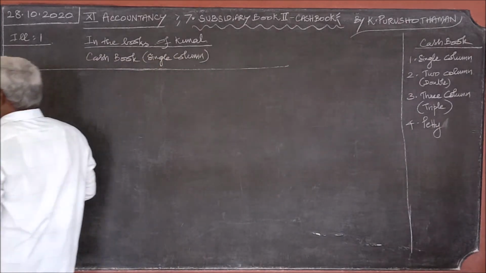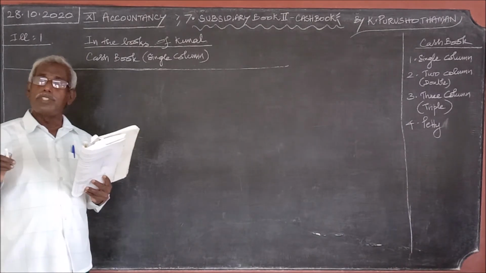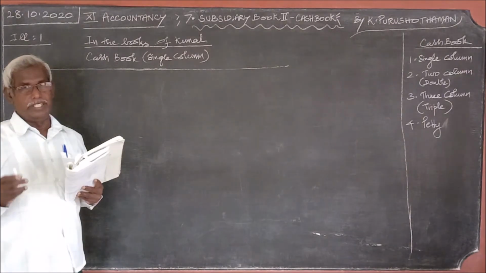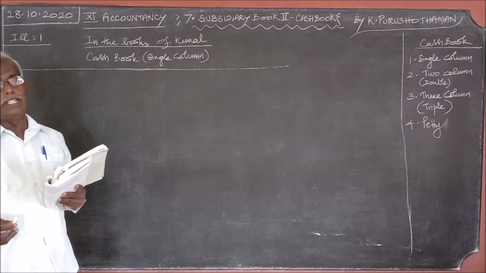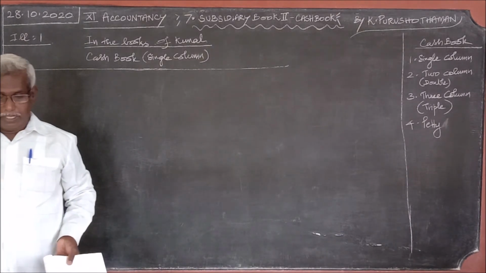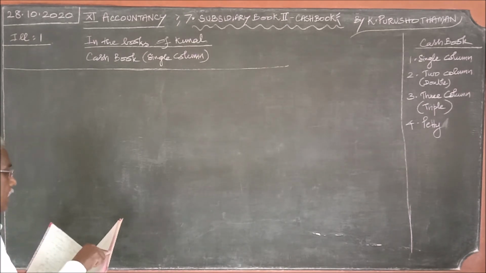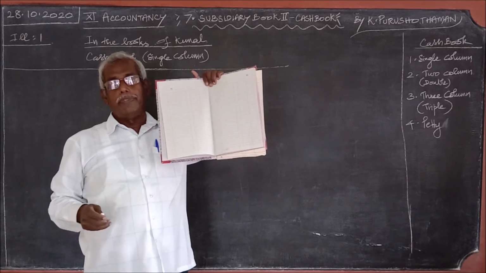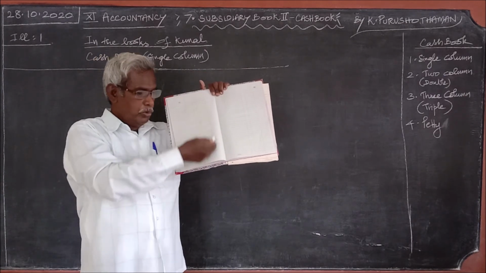What are the columns? This format is like a ledger, and therefore you must use both the sides as in a ledger, because here also we are using the debit side and the credit side. For journal we used only one page. For ledger we used both pages. For day books we use only a single page. Listen carefully: for journal, a single page is enough and we can continue it on the next page. For subsidiary books, that is purchases book, purchases return book, sales return book, we also used only a single page.